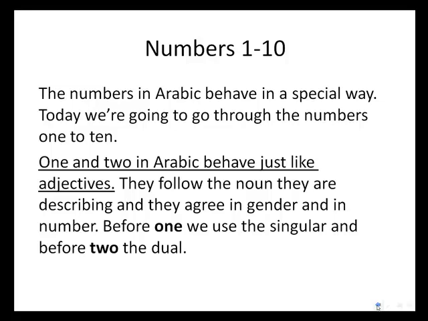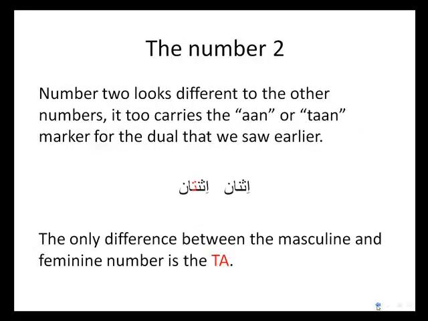1 and 2 behave like adjectives, and we've talked about adjectives before. They follow the noun they are describing, and they agree in gender and number. Before 1 we use the singular, and before 2 we use the dual. Number 2 looks different to the other numbers. It carries the same alif nun or ta alif nun ending that we saw earlier. So isnan means number 2 in the male form, and isnatan means number 2 in the feminine form. The only difference between them is the ta, standing for the ta marbuta.